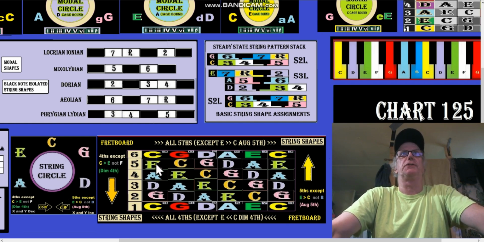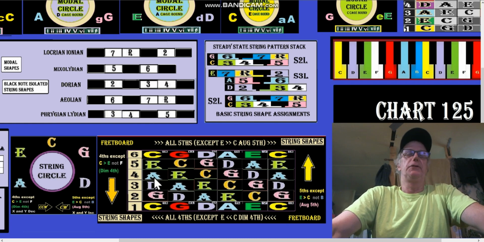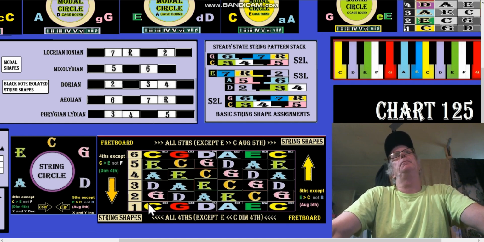These are the cage string fragment shapes. So the bottom line and the top, but mostly the bottom, is the bottom string. So the C is there, the 3, 4, 5. The G would be the 6, 7 root. The D would be the 2, 3, 4. The A would be the 5 and the 6. And the E would be the 7 root 2. And back to C again. These are our bottom string.